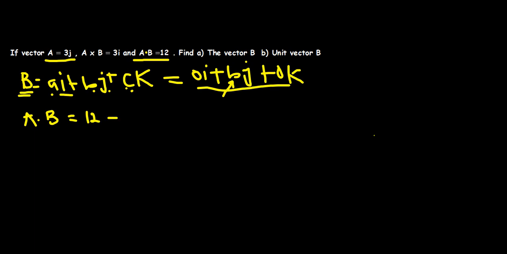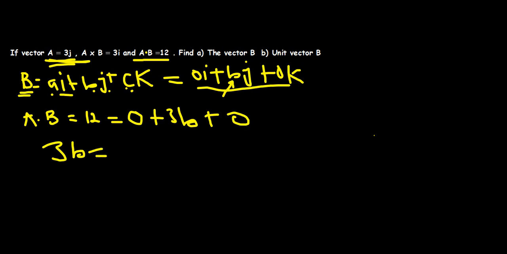What formula did we say? We multiply component-wise. So 0 multiplied by 0 from this a will just be 0. Then plus 3j multiplied by 3b, it will be 3b, plus 0 multiplied by the 0 from this vector a, which will just be 0. So 3b is equal to 12. Divide both sides by 3, and b is equal to 4. So our b is 4.